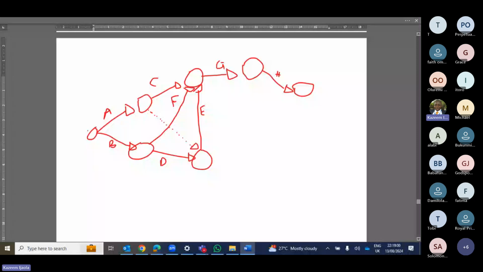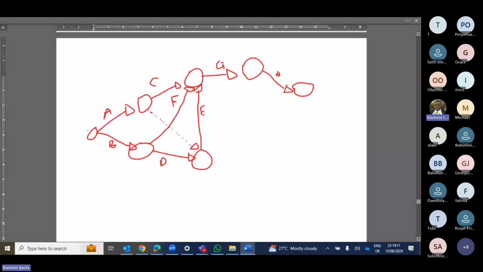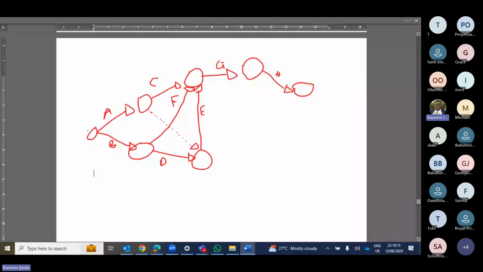Let's review these questions now. A and B start from origin. Good. C is from A. Good. D is from B. Correct. Then A and D gave birth to E. So what we now did was that we cannot connect A and D together and call it E, because E must join C, E, F. So he now used dummy to connect A and D together.